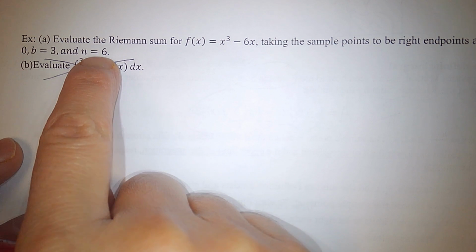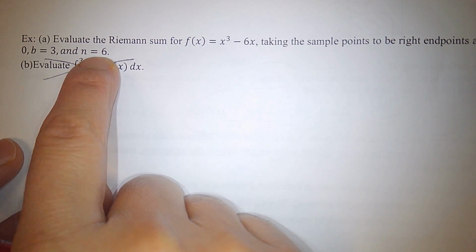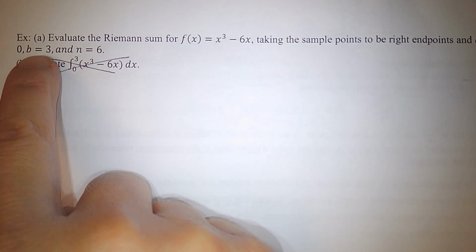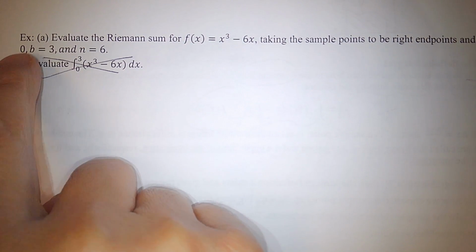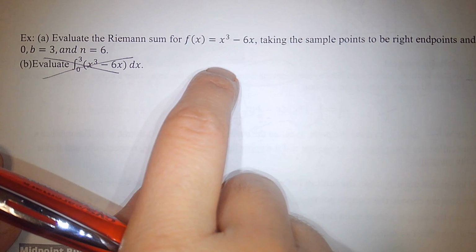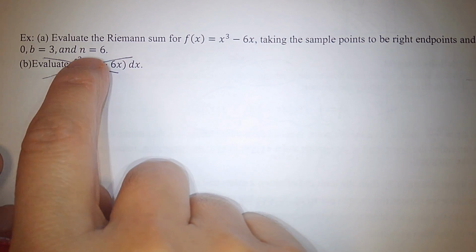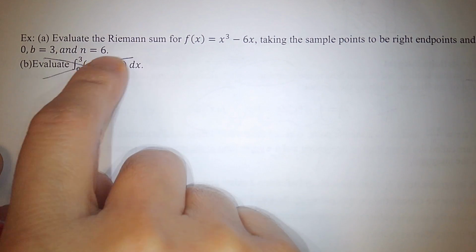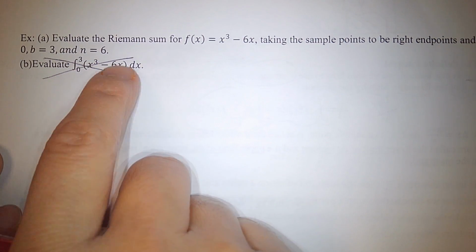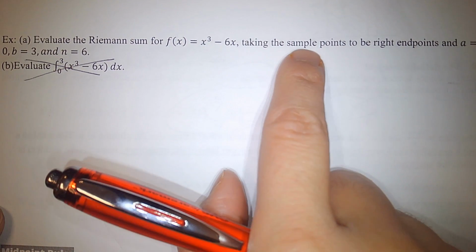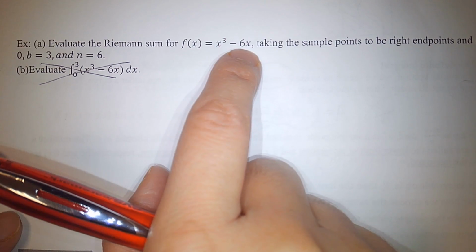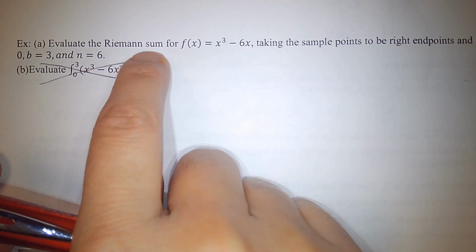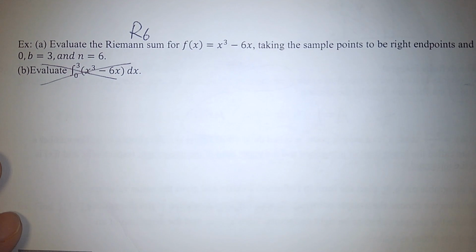When n equals 6, what does it mean? How many rectangles should we create? 6, right? And when a equals 0, b equals what? 3. So that means when x is between 0 and 3, we're going to create 6 rectangles by using the right endpoints as the sample points, and then find the areas of those 6 rectangles and add them up. That will give us the Riemann sum, R 6, right?